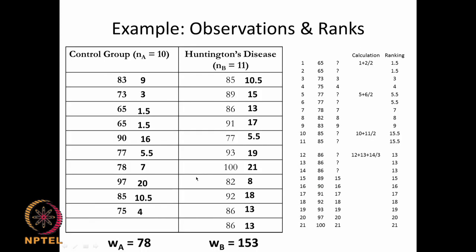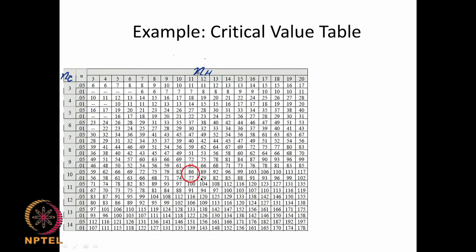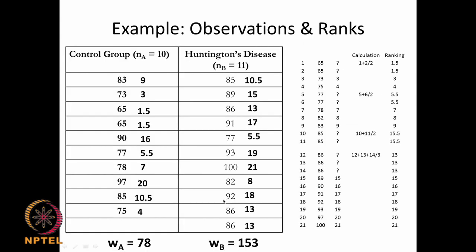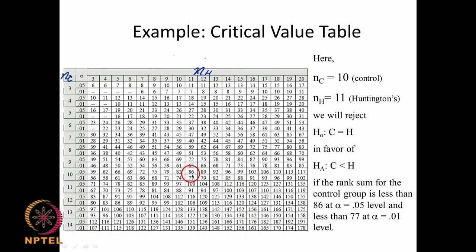So, the data which you get, 78, is smaller. NC is 10, that is the smaller group, and the larger group is 11. We will reject if the rank sum of the control group is less than 86 at 95% or less than 77 at 99%. So, what do we get? The answer is 78. Here 78 is less than 86. So, at 95% or alpha of 0.05 we can reject the null hypothesis.